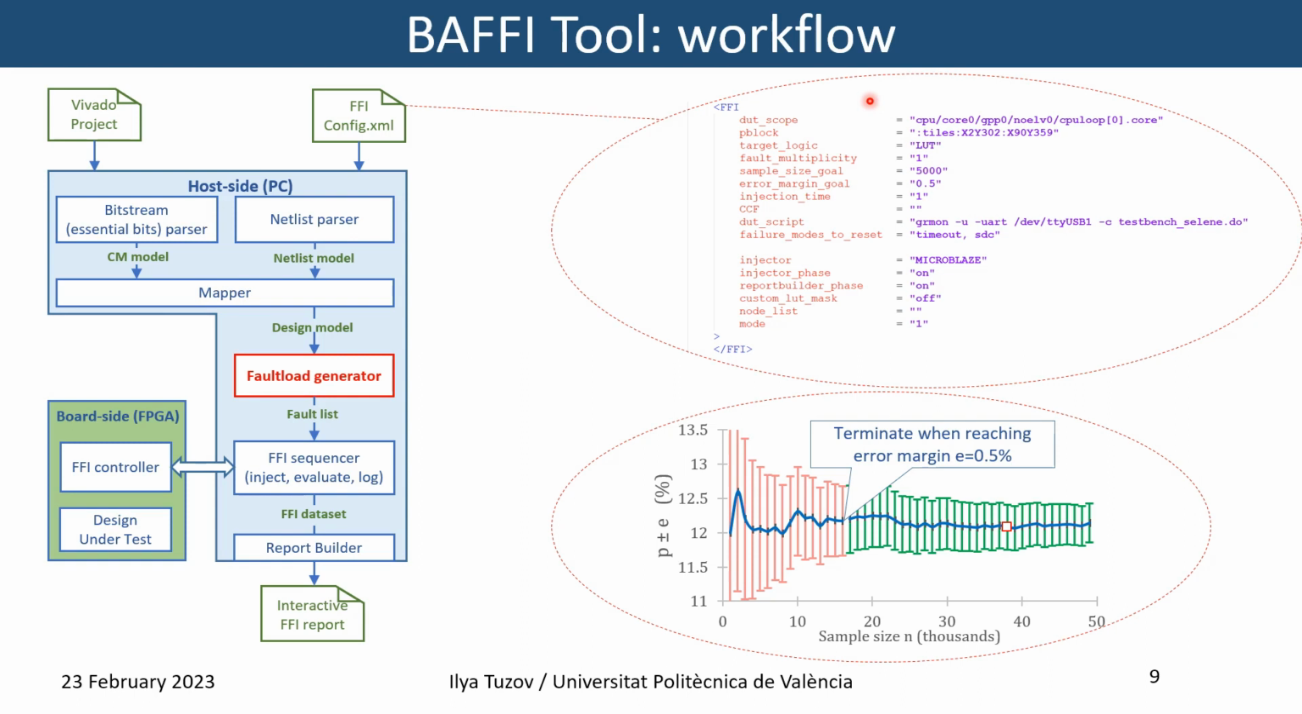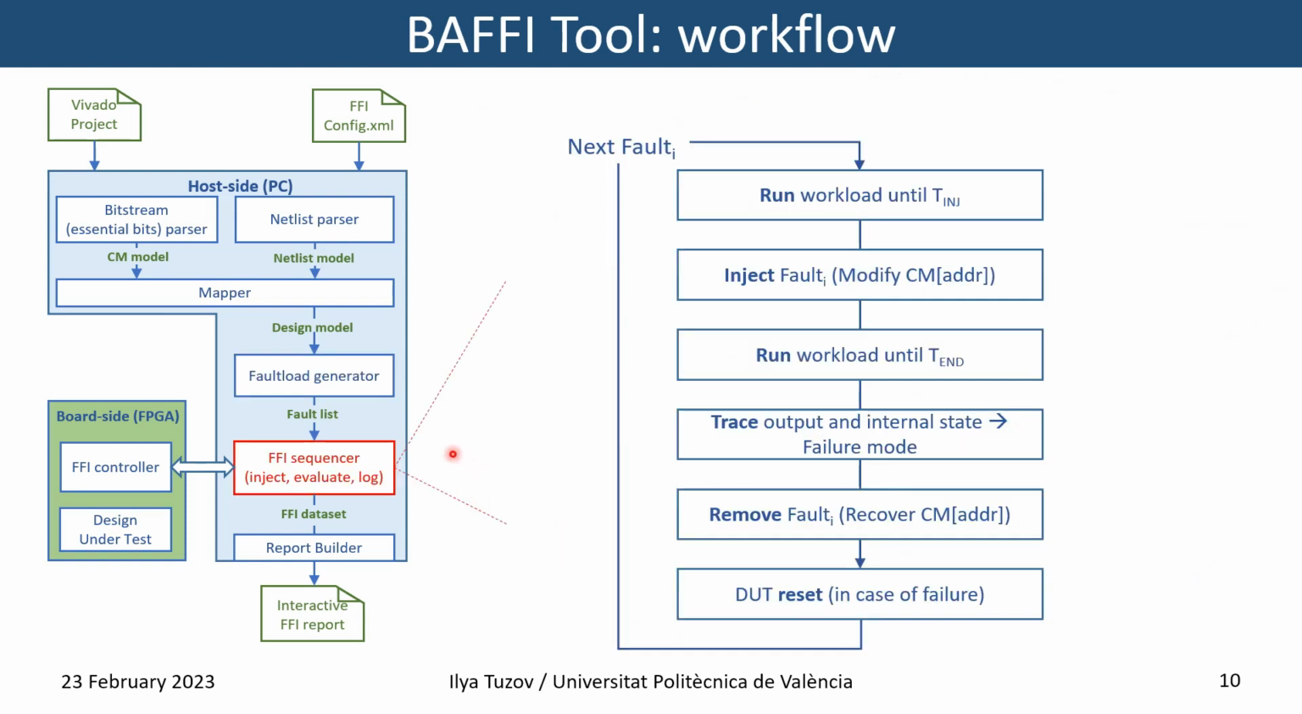The fault multiplicity and injection time are also adjustable. The fault list is processed by the BAFFI sequencer. For each fault in the fault list, it executes several steps in a loop: inject fault, run a workload on the design under test, trace the fault effect to determine the failure mode, remove the fault and recover the design under test to its initial state.